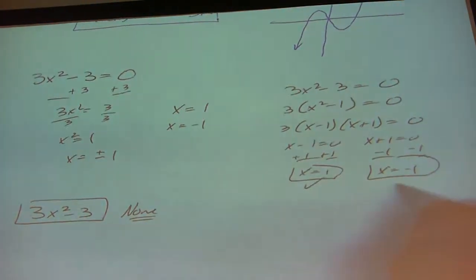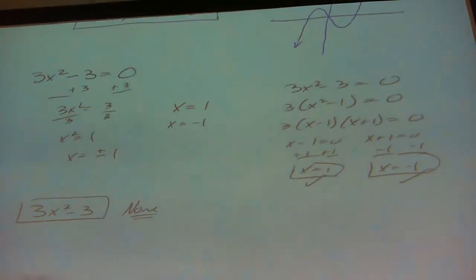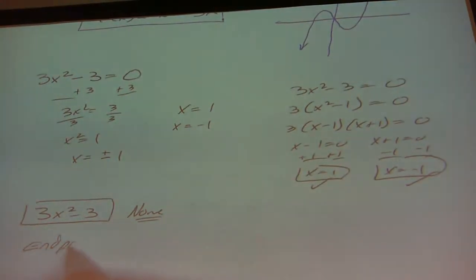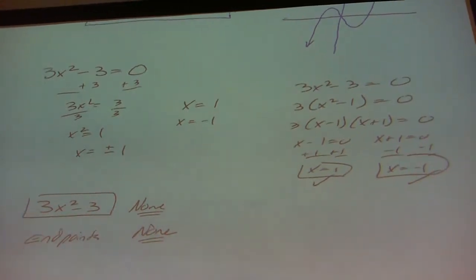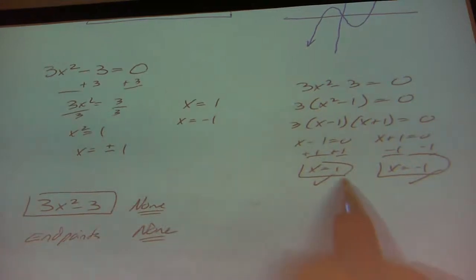So far, I only have 2 points. And then the last thing we'll check is if there are any endpoints. They didn't give us any endpoints, like it starts here or ends here. So there are no endpoints. Those are some things we throw in just to double check. So after all this, what's the only thing we found? 1 and negative 1. Are we okay?